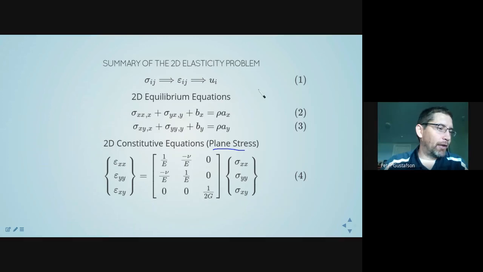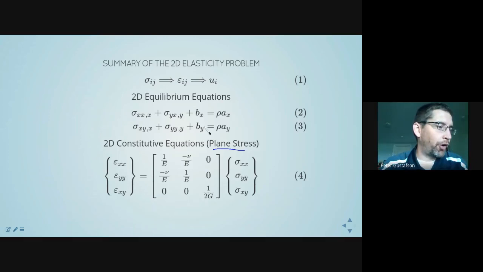Tyler asks, B is the base length of the cross-section, not a body force. Yes, in this case, thank you. Bx and By are components of the body force vector, but the magnitude B is just the base length of the cross section. Thanks, Tyler, for that clarifying question.